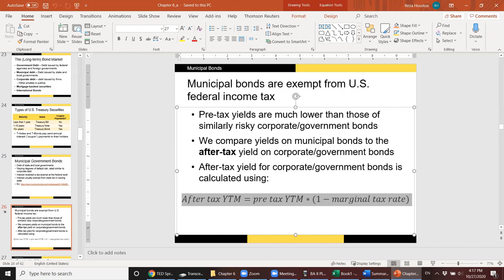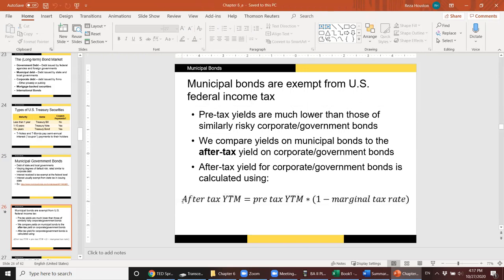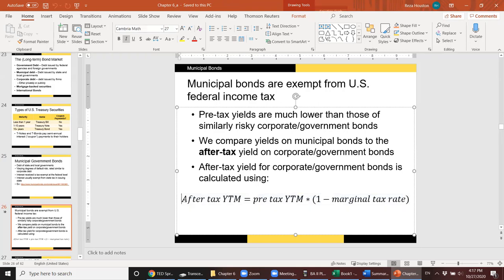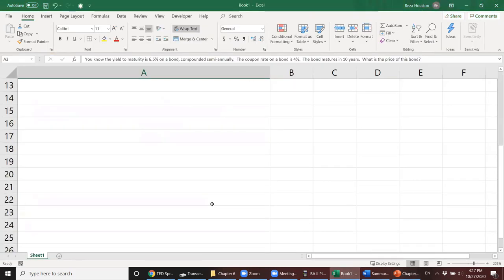The reason this is important is because of this formula that I've highlighted. But essentially, municipal bonds with the same risk will have a lower pre-tax yield to maturity than corporate bonds. But once you take into account the fact that you don't have to pay taxes on that municipal bond, then your after-tax yield will often be comparable between the municipal bond and the corporate bond. So let me just give you a very, very quick example.